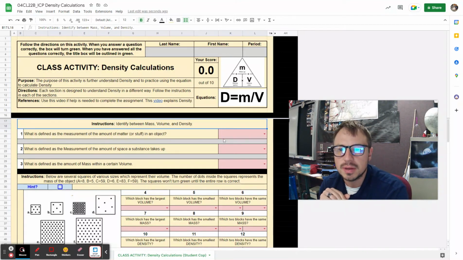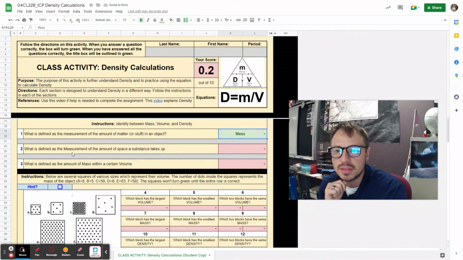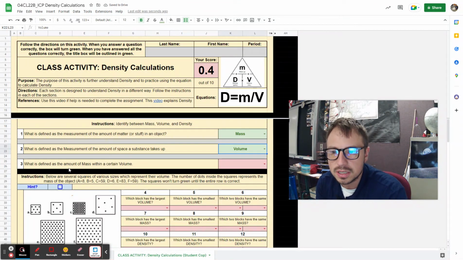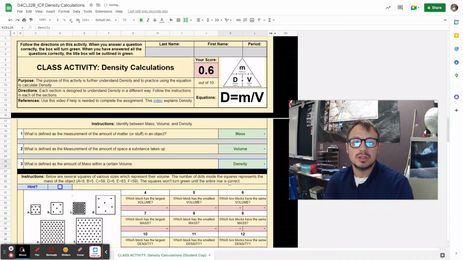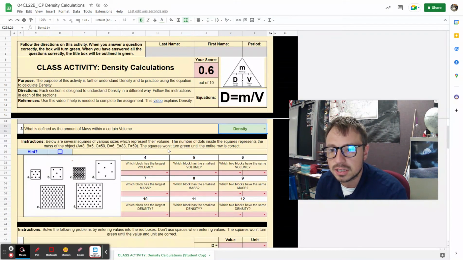Well, what is defined as the measured amount of matter or stuff in an object? We know that that's going to be mass, right? Now, what is defined as the measurement of the amount of space a substance takes up? We know that that definition is volume. Now, what this whole section is about is what is defined as the amount of mass within a certain volume. So that's going to be density, right? That's going to be mass per volume, right? So that is what the equation is up there. So let's go ahead and go down here to this next section.